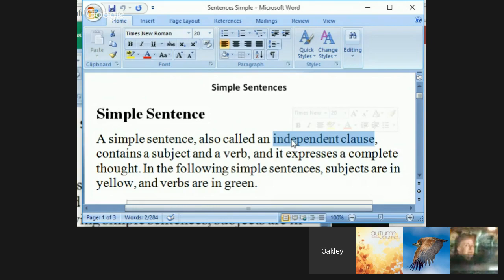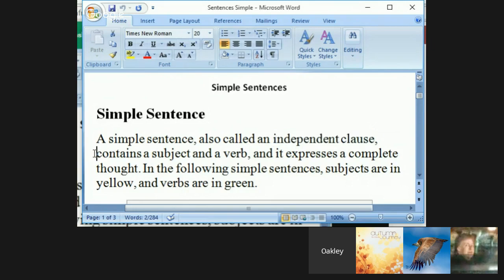Dependent clauses start with what are called subordinators. Words like because, or time subordinators like when or while. While I was cooking dinner, he was reading the newspaper. Okay, that's a complex sentence because it contains an independent and a dependent clause. An independent clause is a simple sentence. A simple sentence is an independent clause.